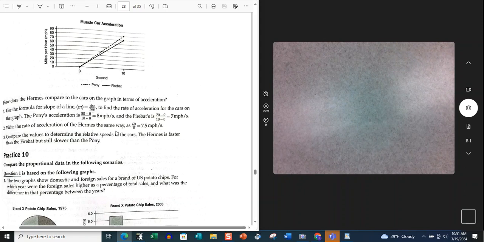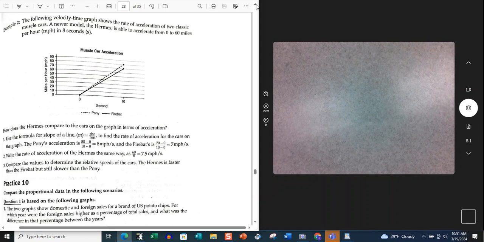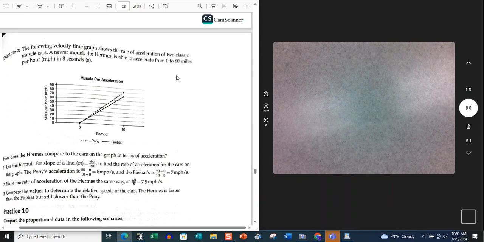Write the rate of acceleration of the Hermes the same way as 60 over 8, which is 7.5. Compare the values to determine the relative speeds of the cars. The Hermes is faster than the Firebat, but still slower than the pony. Okay, so they tell you here 0 to 60 in 8 seconds. So that's how they get the 60 and the 8.